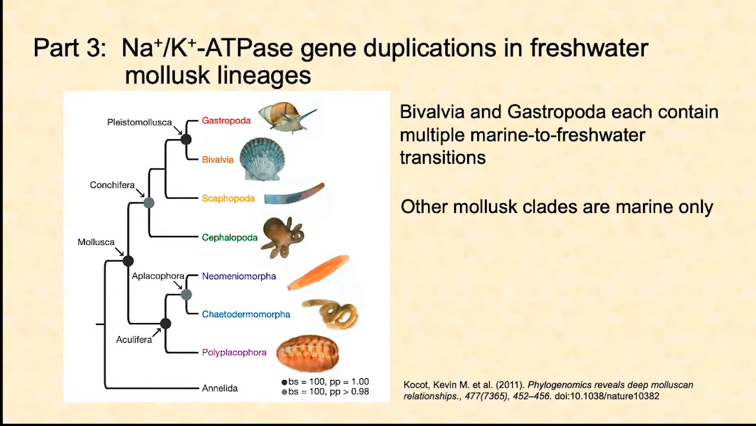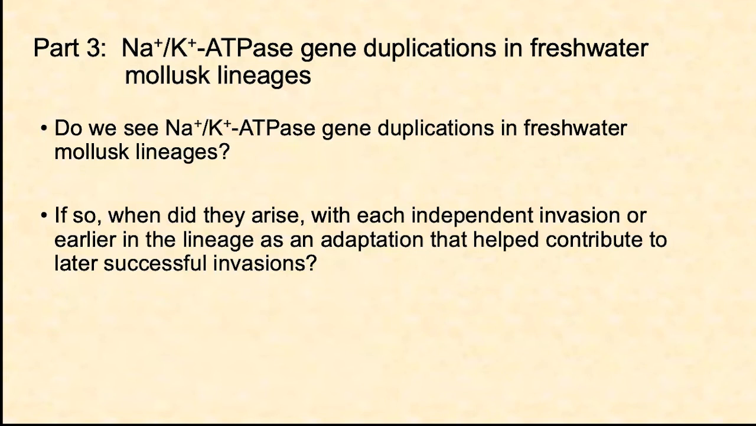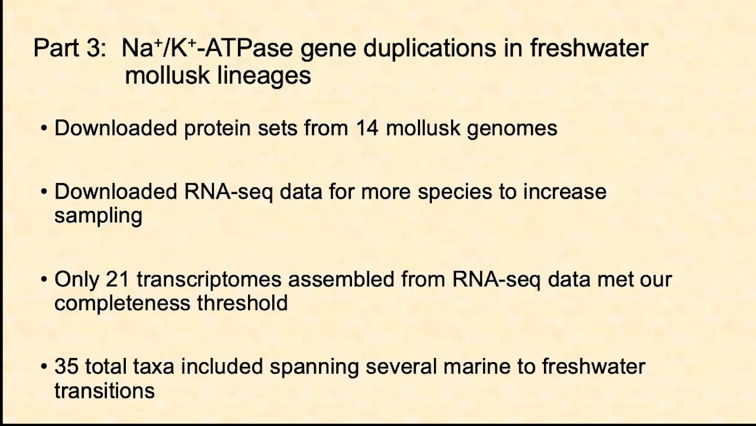So my question, number 1, do we see these same sodium potassium gene duplications in freshwater mollusk lineages? And if so, when did they arise? Do they arise independently corresponding to each colonization event? Or is this something that arose earlier in the phylogeny? And is that why this group now has been so successful in being able to do this over and over again? So first thing I did, I downloaded the protein sets from 14 mollusk genomes.